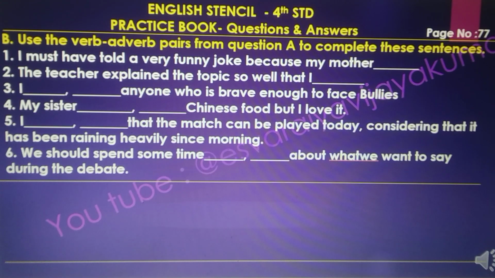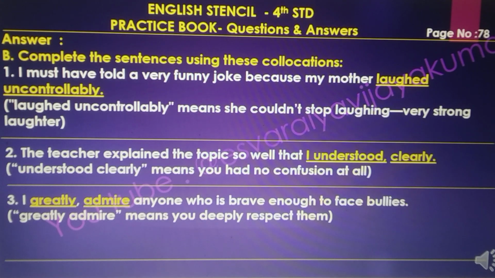And B, here are the questions and here are the answers. So directly we can go to the answers to complete the sentences using these collocations. First one: I must have told a very funny joke because my daughters laughed uncontrollably.